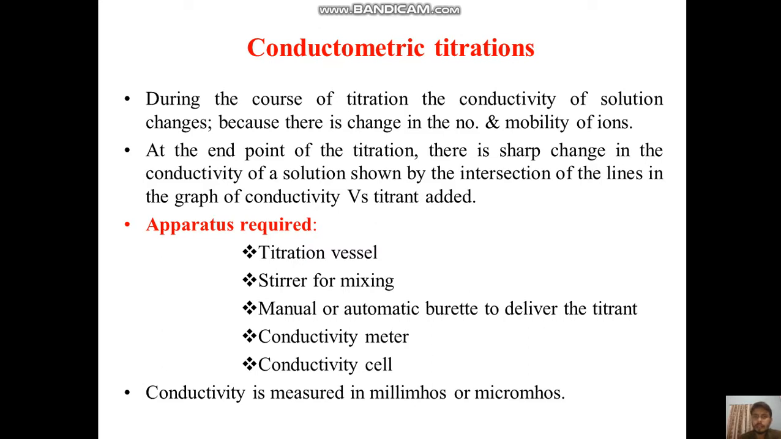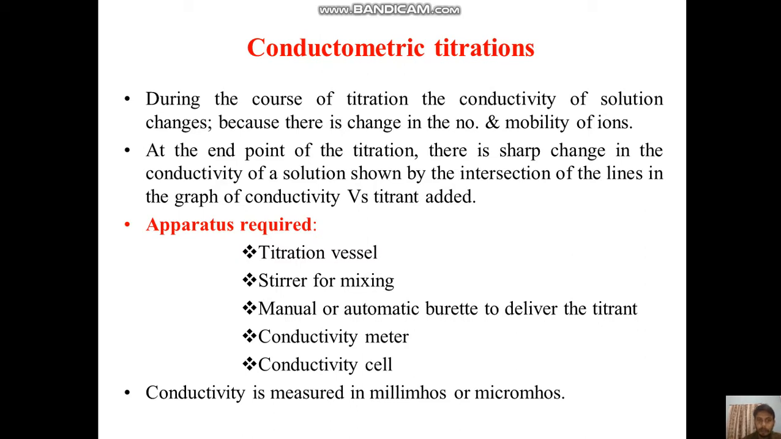During the course of the titration, the conductivity of the solution changes because there is a change in the number and mobility of ions, and at the end point of the titration there is a sharp change in the conductivity of the solution, shown by the intersection of the lines in the graph of conductivity versus titrant added.